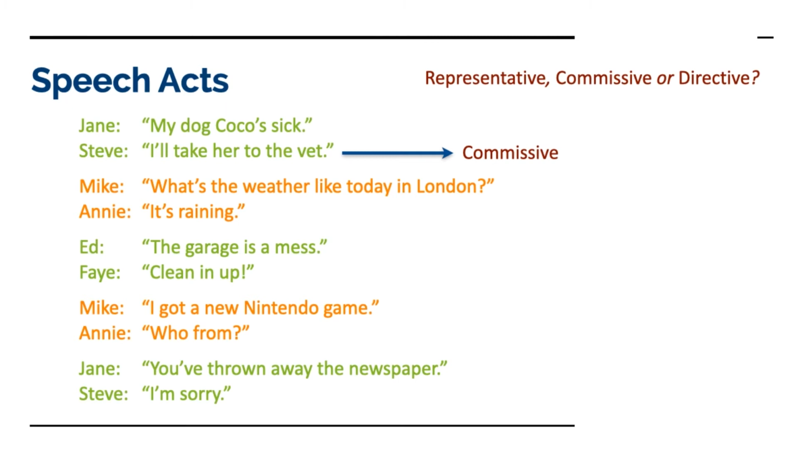In Mike and Annie, "What's the weather like today in London?" "It's raining." Well, the raining is already happening, right? So it's representative. It's describing the actual situation that's happening right now.